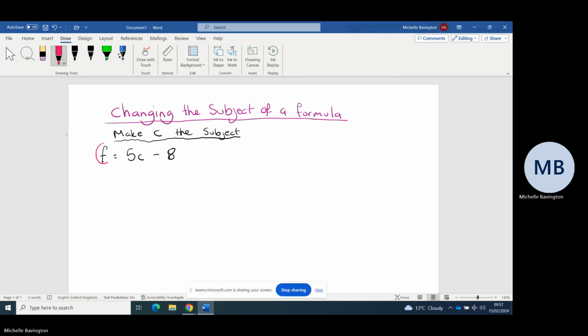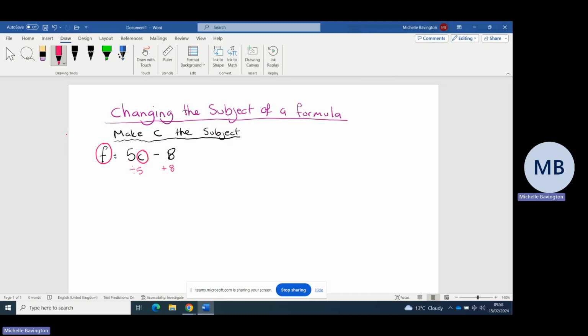Here is the subject at the minute, so it's before the equal sign. And this is asking us to change C. Now, the basics of algebra is 5C means 5 times. So whenever that letter is connected, we do the opposite. So that's going to be divide by 5. And then we've got minus 8, so we're going to plus 8. And that's what I have.